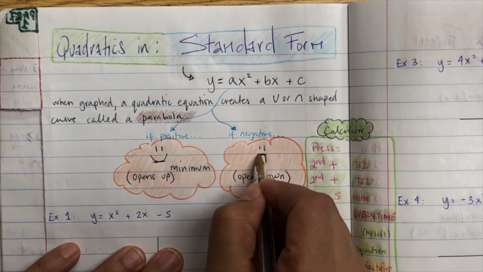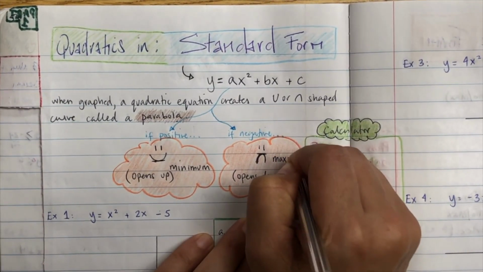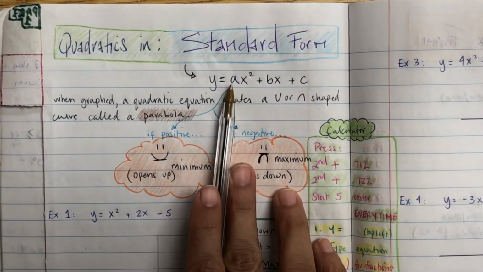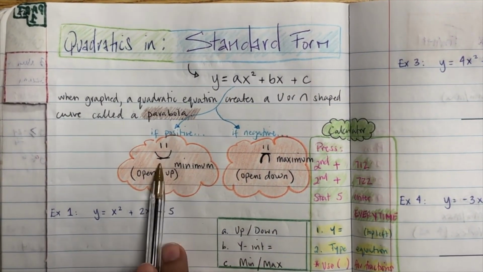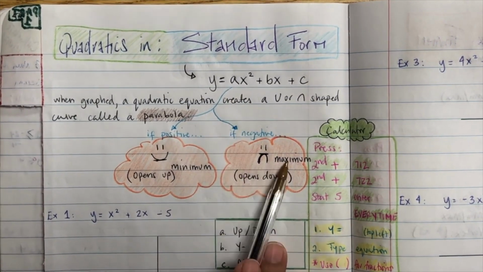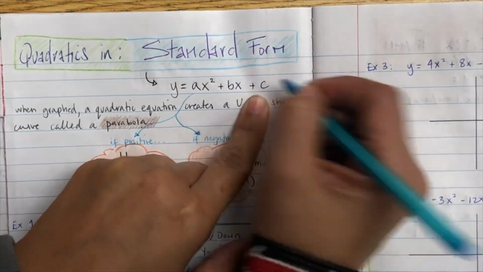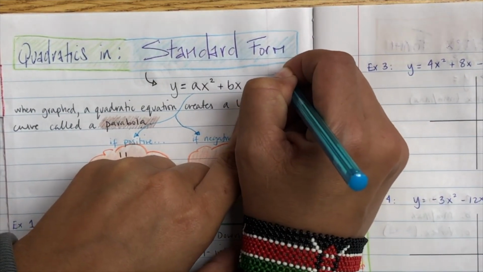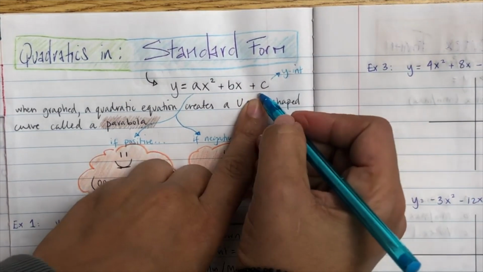Basically, where the U happens right here, that's going to be a maximum. So if A is positive, it's a minimum, opens up, looks like this. If it is negative, it is a maximum and it opens down. If you look at this, whatever the number is by itself, that is your y-intercept. The number by itself is your y-intercept.